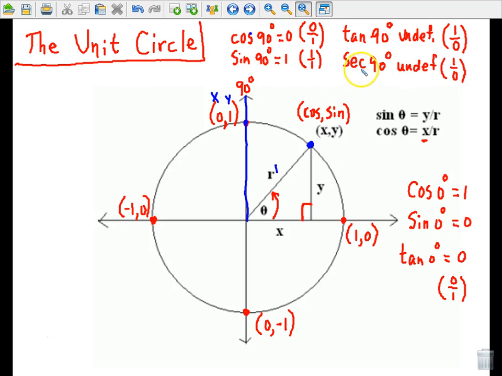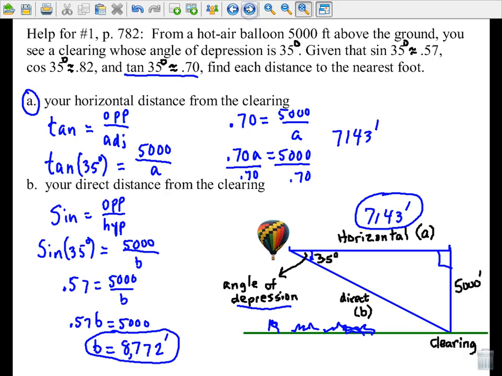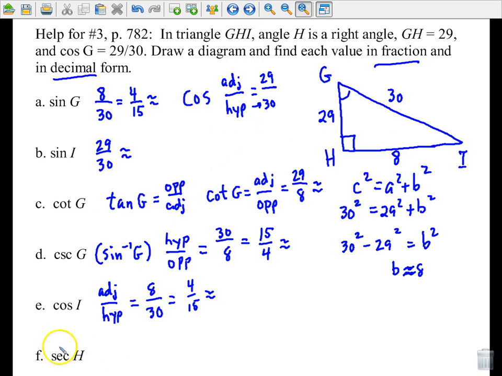Secant 90 degrees. Remember, secant is the inverse of cosine. So if I want to know secant 90 degrees, I take cosine 90 degrees, which is 0 over 1, and flip it over. Once again, very much like with tangent 90 degrees, I have something that is undefined. So that's kind of the short version behind getting to the answer here.